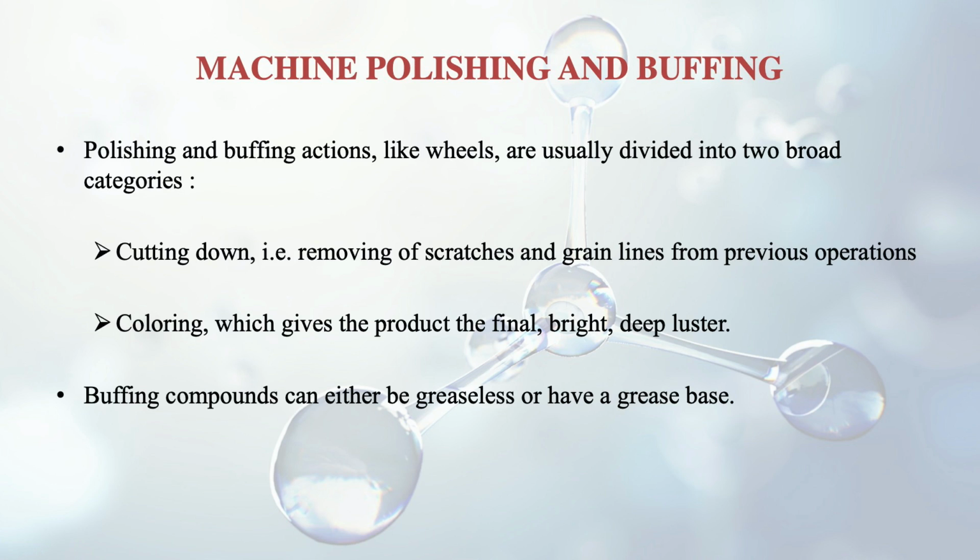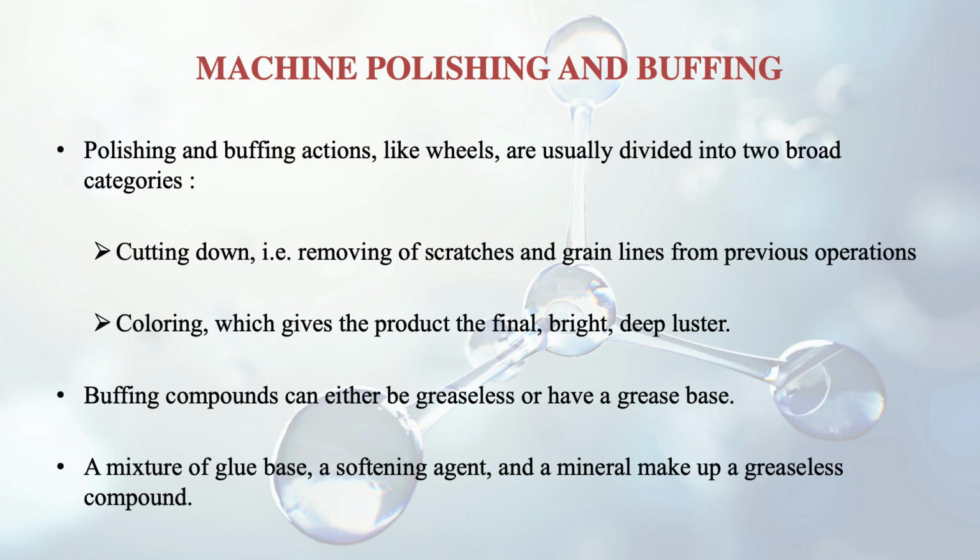So the first one is used for removing certain kinds of impurities, and the second one is for giving us the final surface finish. Buffing compounds can either be greaseless or have a grease base. About the grease we have read earlier. A mixture of glue base, which is a softening agent, and a mineral makes up a greaseless compound.